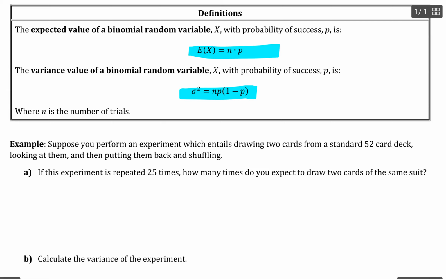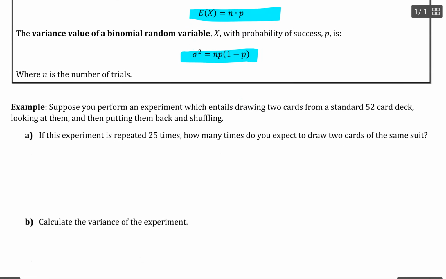So let's take these formulas and apply them to a problem. Suppose you perform an experiment which entails drawing 2 cards from a standard 52 card deck. You look at them and you put them back and shuffle. If this experiment is repeated 25 times, how many times do you expect to draw 2 cards of the same suit? So let's define what n and p are, because we're going to need that to calculate the expected value.